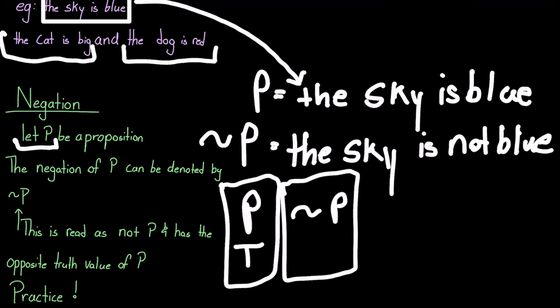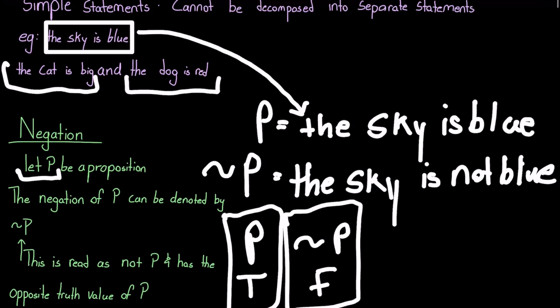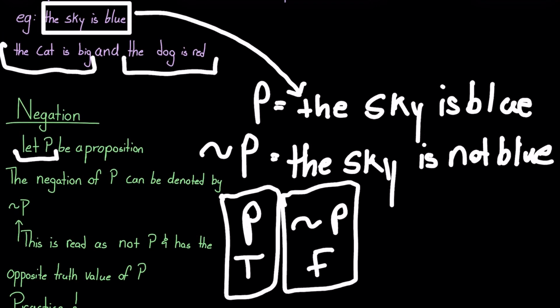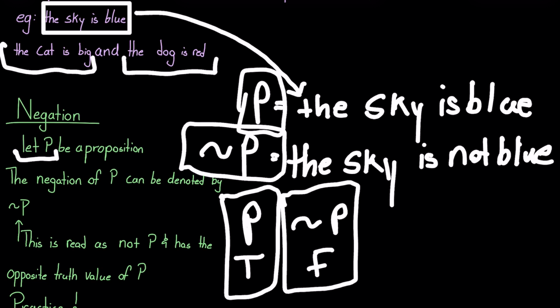Because when the sky is blue, then the statement "the sky is not blue" will not be correct. Okay, so let's continue. It's the opposite value. So the proposition P will always have the opposite value of its negation, which is not P. So if P is 1, then not P is going to be 0.